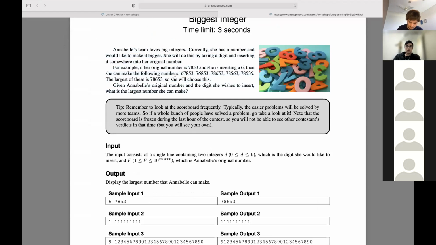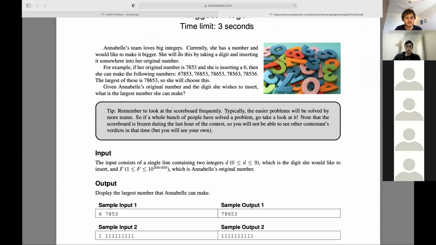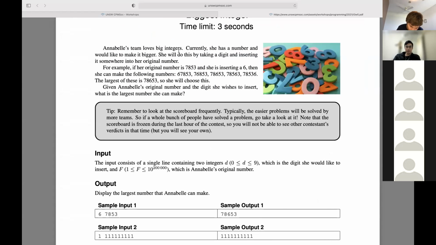In this problem, we have a number that we want to make bigger. Annabelle does this by taking a digit and inserting it somewhere into the original number. So we have a number like 7, 8, 5, 3, and we want to insert the number 6 into this to make it the biggest we can. This is one of the easier problems in the contest.